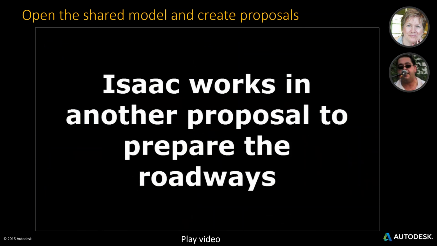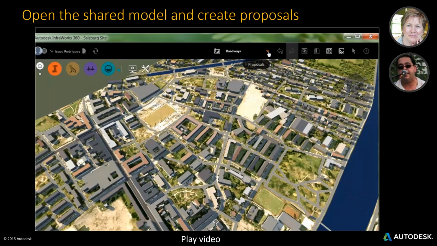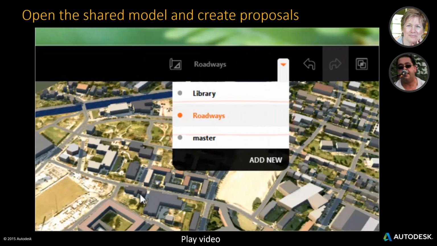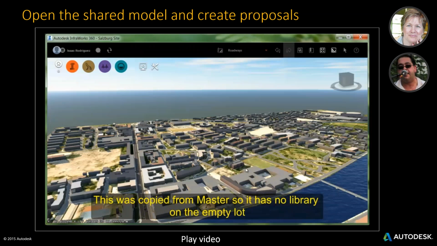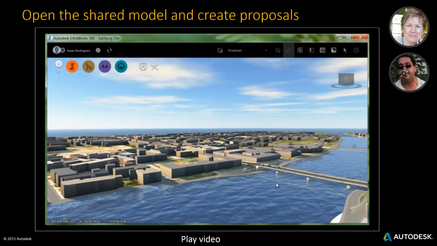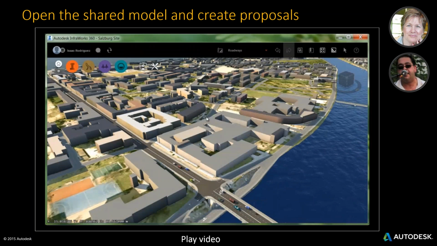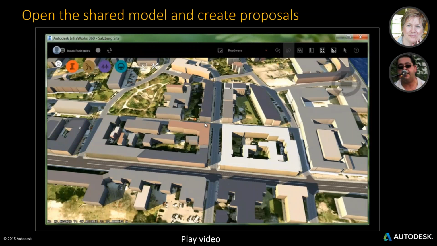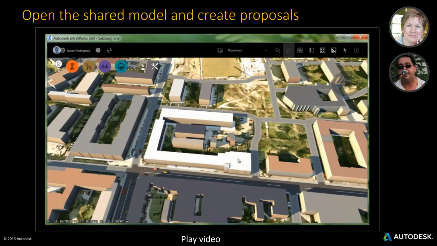Meanwhile, Isaac is working on another proposal to prepare the roadways. He prepared it before. There it is. By the way, he copied that proposal from the master, so it has no library on the empty lot yet. He's working on the bridges and the roads. He's bringing in the vehicles. He's preparing the area around the site so that we can do a traffic analysis. He might be putting in design roads or component roads and just working around the site that I'm working on.